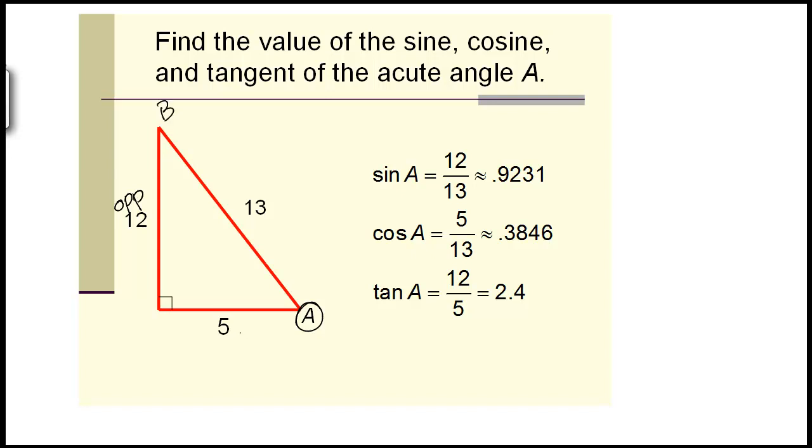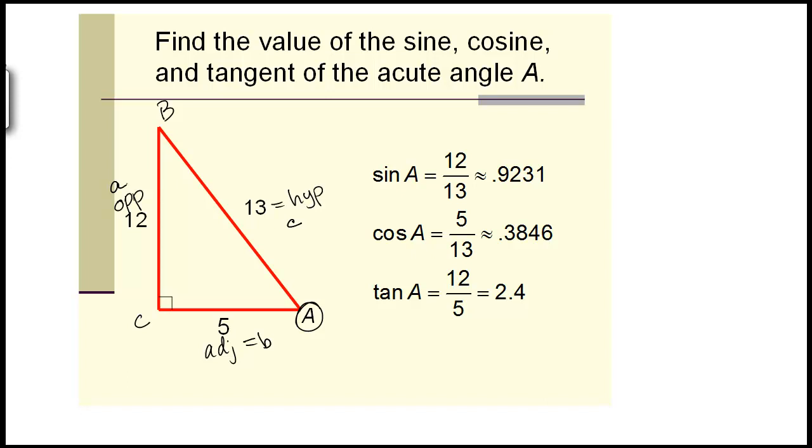5 is going to be your adjacent, and 13 is going to be your hypotenuse. Now, one thing we haven't really clarified is what we mean by opposite. It is a side that is not used to help form the angle A. So what sides are used to help form angle A? Sides B and C. So side A would be the opposite.